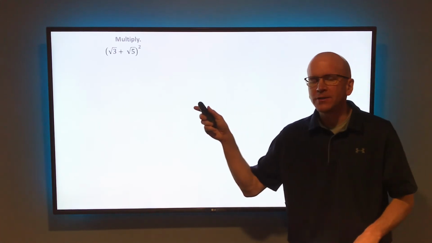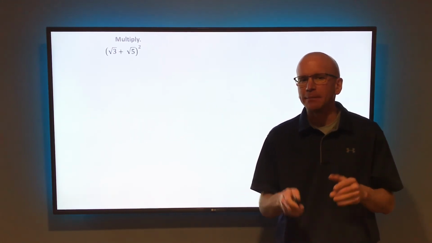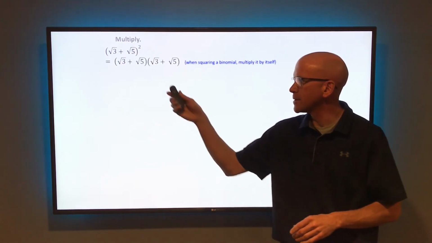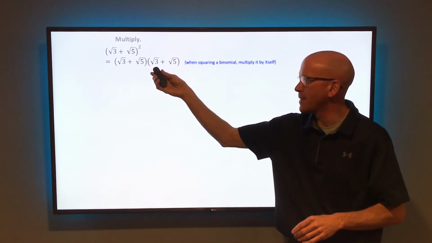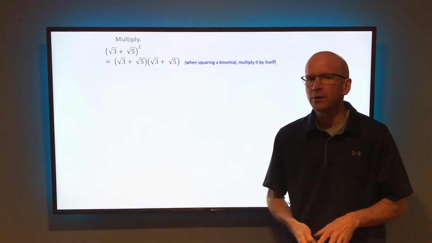Going to square the square root of 3 plus the square root of 5. Whenever you square a binomial, you are multiplying it by itself. In fact, whenever you square anything, you're multiplying it by itself. So we're going to take the square root of 3 plus the square root of 5, multiply that by itself, the square root of 3 plus the square root of 5 again. We're going to use the FOIL method or distributive property.